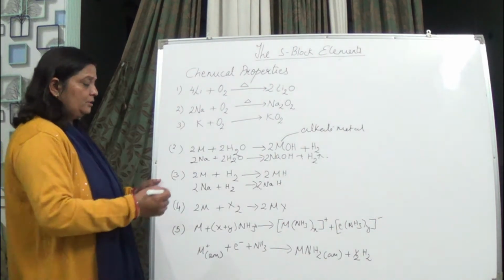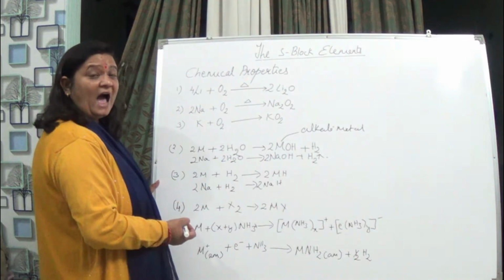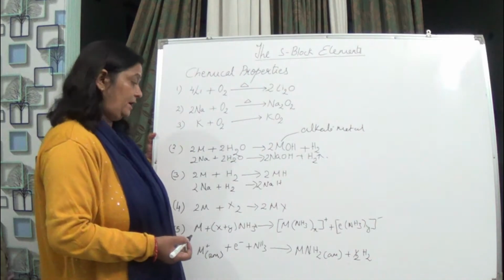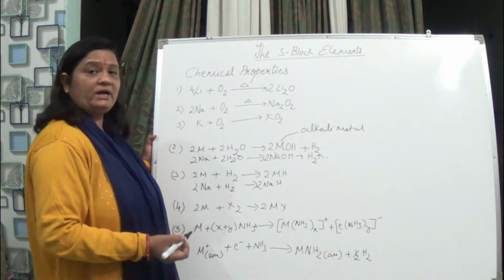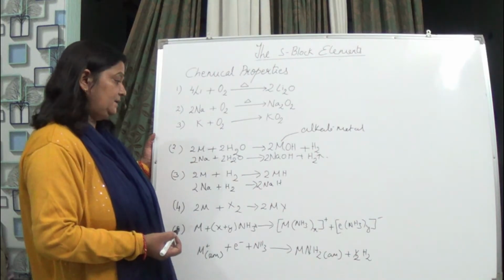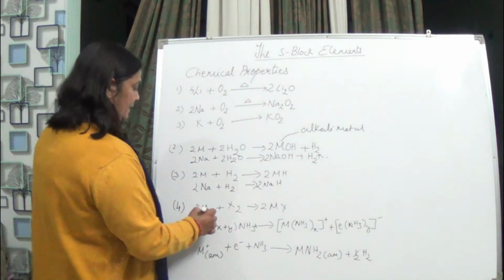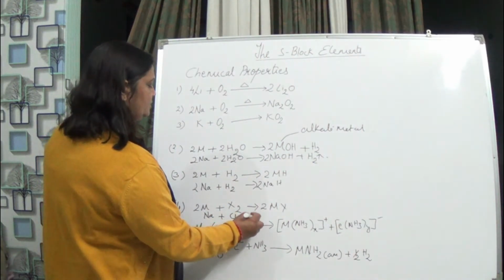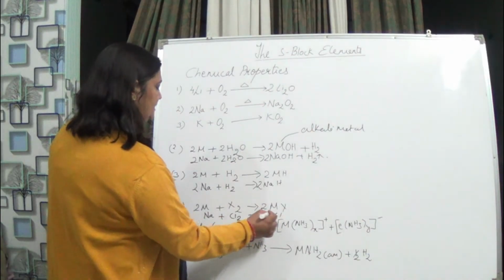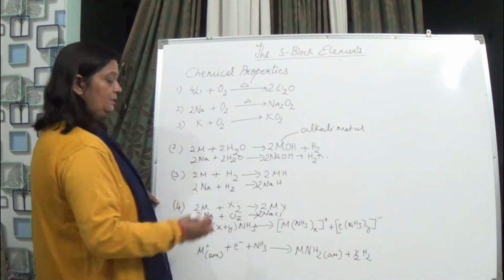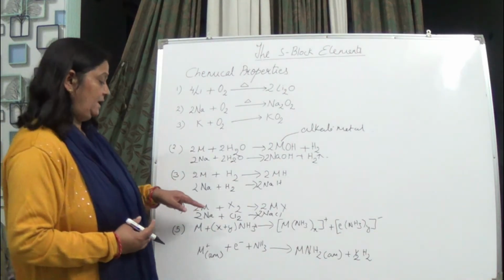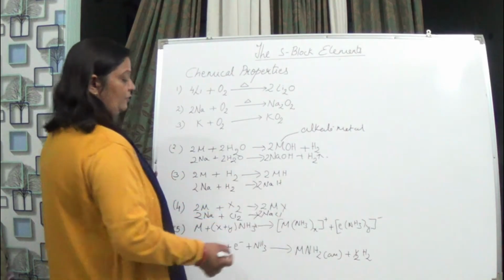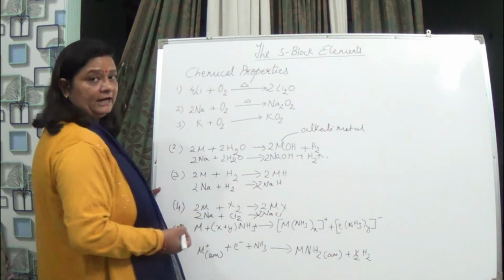Now coming to when they react with halogens. When we talk of halogens, it includes fluorine, chlorine, bromine, iodine, isn't it? But we exclude fluorine because the reaction will be too violent. So taking Na plus Cl2, it forms NaCl. Balance it, 2, 2. So when these alkali metals react with the halogens, they form salts. One specific example we have seen is NaCl.